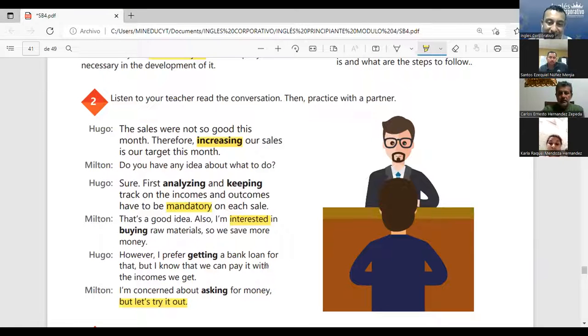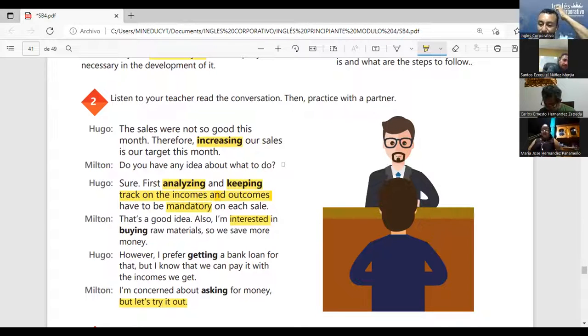Keeping track. All right. Let me see here. Where is Aya here? Keeping track on the incomes, right? Keeping track on. On the incomes and outcomes. Keeping track on the incomes and outcomes. Esa. All right. Okay. Analyzing también, creo. Analyzing, you say analyzing. Only that? Incomes. Esa, la última. Repítamelo, por favor. Incomes. Incomes and outcomes. Income. Incomes and outcomes. All right.